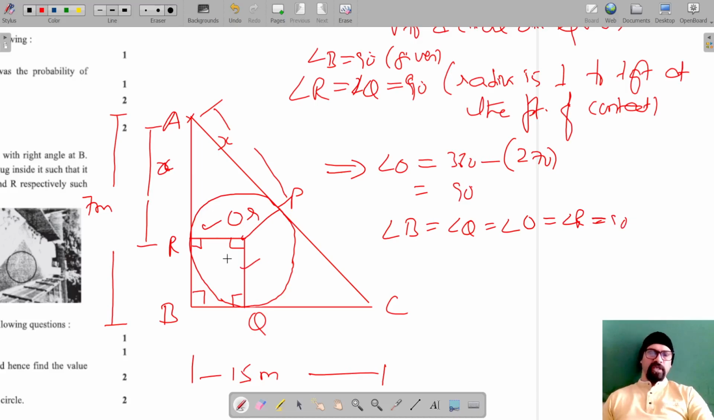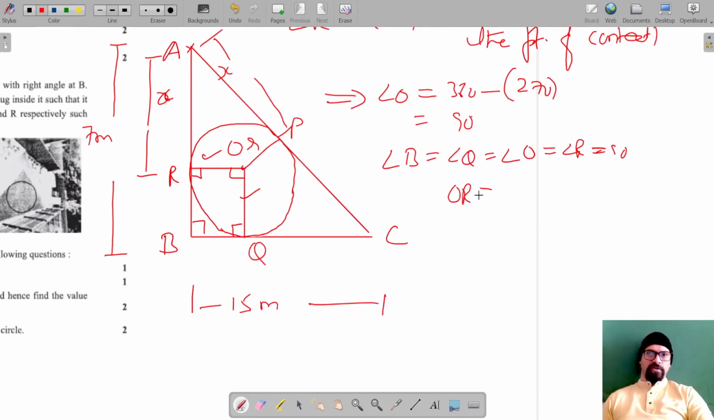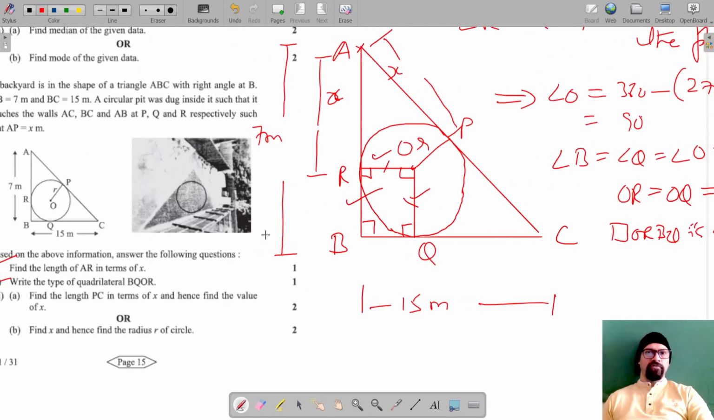So this is either a rectangle or a square, and also OR is equal to OQ, as these are the radii of the same circle. So these are adjacent sides that are equal. If all the angles are 90 degrees, it could be a square or a rectangle. In a rectangle opposite sides are equal, but in a square the adjacent sides are equal. So if the adjacent sides are equal and all the angles are 90 degrees, this is a square. So ORBQ is a square.